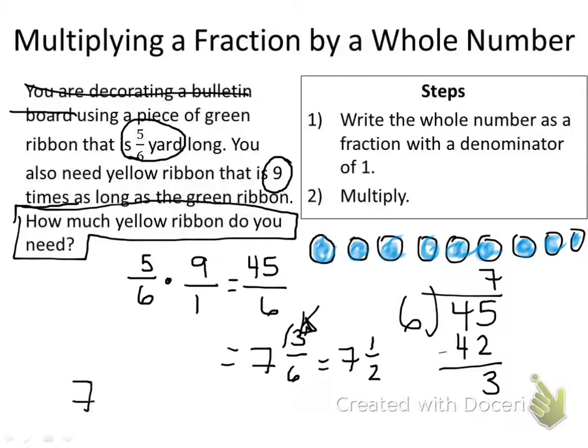So how much yellow ribbon do we need? We need 7 and 1/2 yards. Remember, no units, no points, of yellow ribbon.